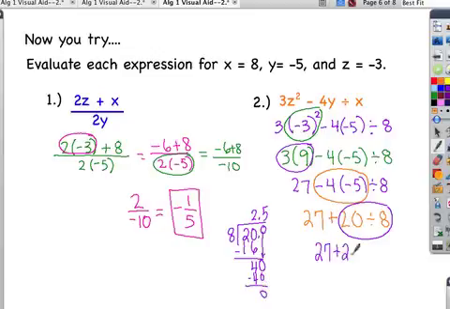27 plus 2.5 equals, and now when I do 27 plus 2.5, I do have to line up decimal points because I'm adding. 0 plus 5 is 5, keep the decimal where it is, 29, and I get 29.5.